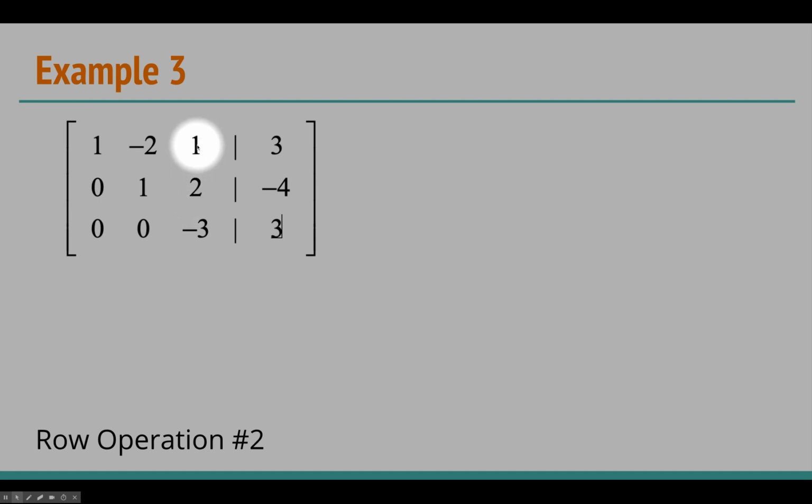So moving to column 3 now, which is right here, I want this to be a 1 because I need 1s along the diagonal. Now here I can move to row operation number 2, which is to multiply a row by a constant and replace it with that result. So if I want this to be a 1, then I can multiply row 3 by -1/3.